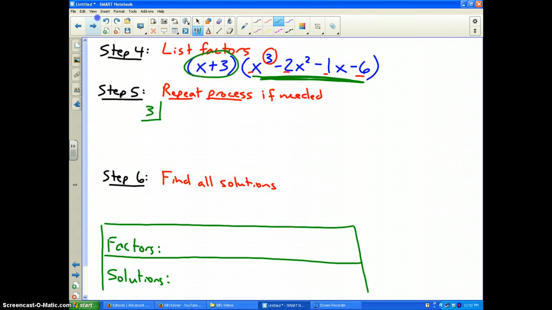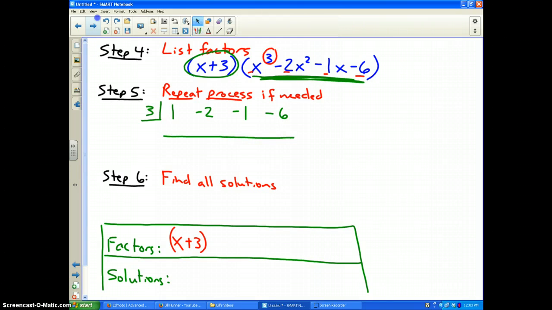I already know this is a factor. X plus 3, I'm going to write down here in the square at the bottom, X plus 3 is a factor. Now I got to try the rest of this. So I'm going to put my numbers in. 1, -2, -1, -6. And I got to do synthetic division on this guy. So bring down the 1 and repeat the procedure.